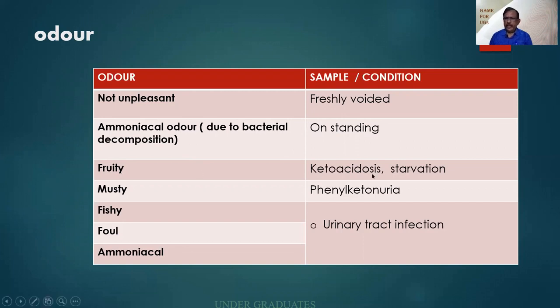Fruity when there is ketoacidosis or starvation. Musty odor in phenylketonuria. Fishy, foul, and ammoniacal in urinary tract infections. These things you people should learn by heart. As I mentioned earlier, I generally give my students 40% marks for the physical examination, 60% marks for the chemical examination.